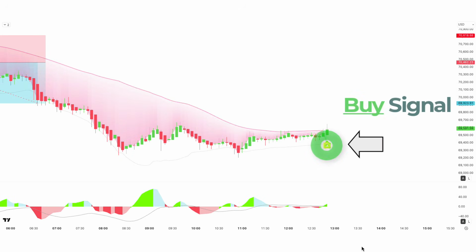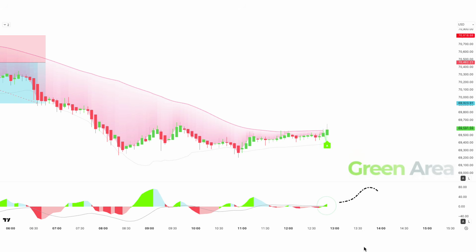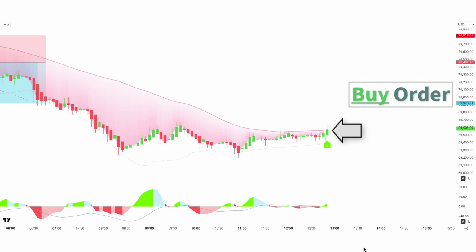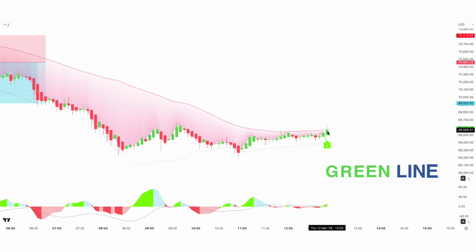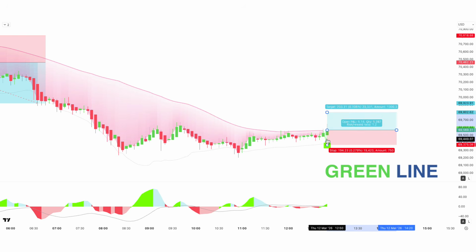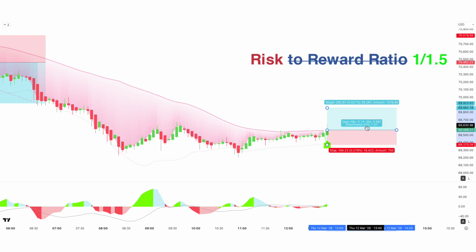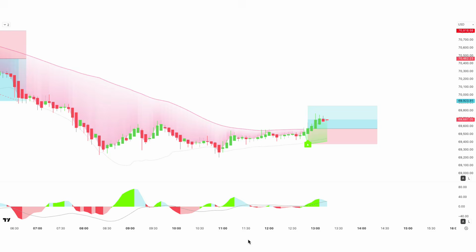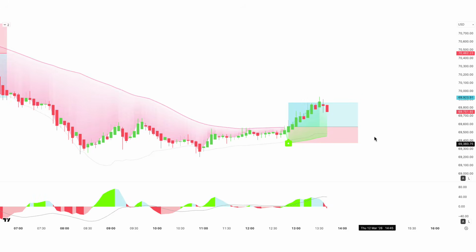Here, the dynamic trend pivots arrow of this indicator is a buy signal. Here, the adaptive MACD indicator shows a green area. Here, the market has made a bullish candle to give confirmation. So all our conditions are being fulfilled, so we are placing an order to buy. Our stop loss is to be placed at the green line, and the risk to reward ratio will be 1:1.5. Let's see what happens to our trade. We have won the trade. Let's find the next trade.